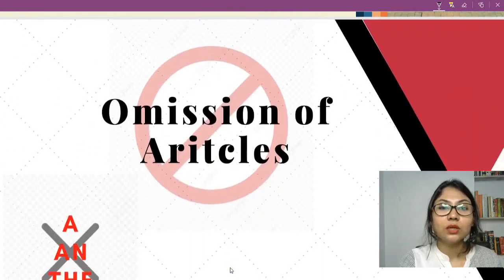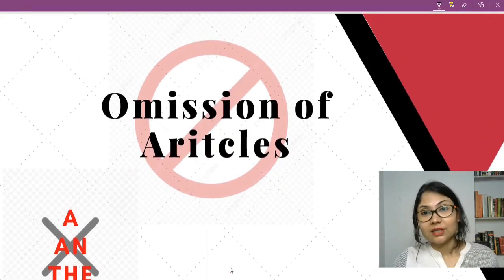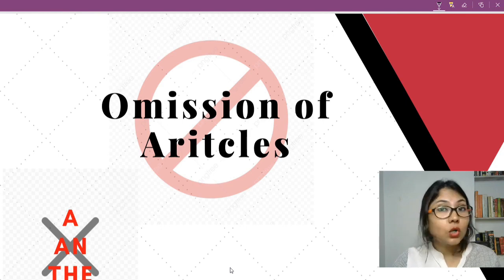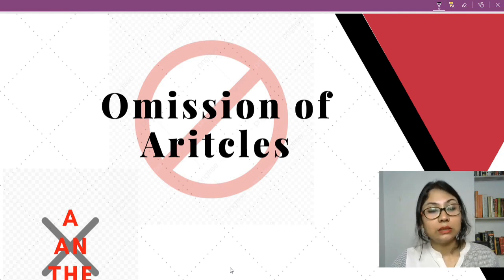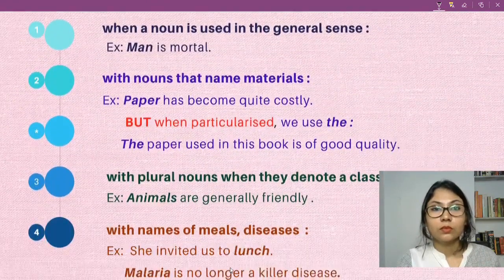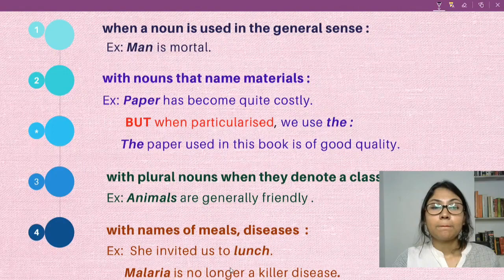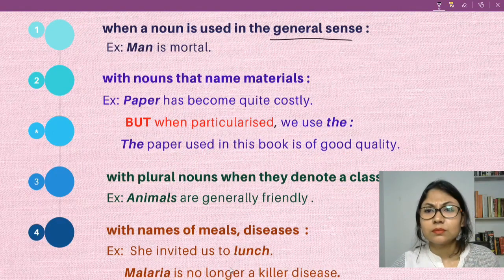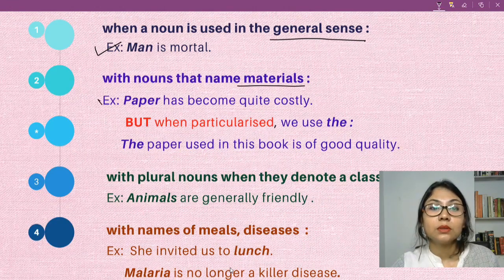Okay, now let's go into the next slide. What do you see? Omission of articles. That is, places where you are not going to use a, an or the. Absolutely no. What are the instances? When a noun is used in the general sense. Example, man is mortal. Next, with nouns that name materials. Example, paper has become quite costly.